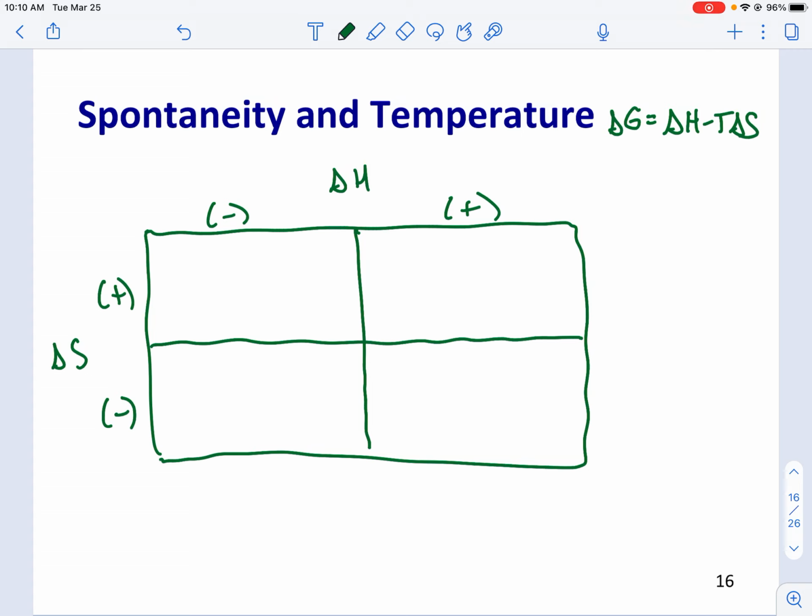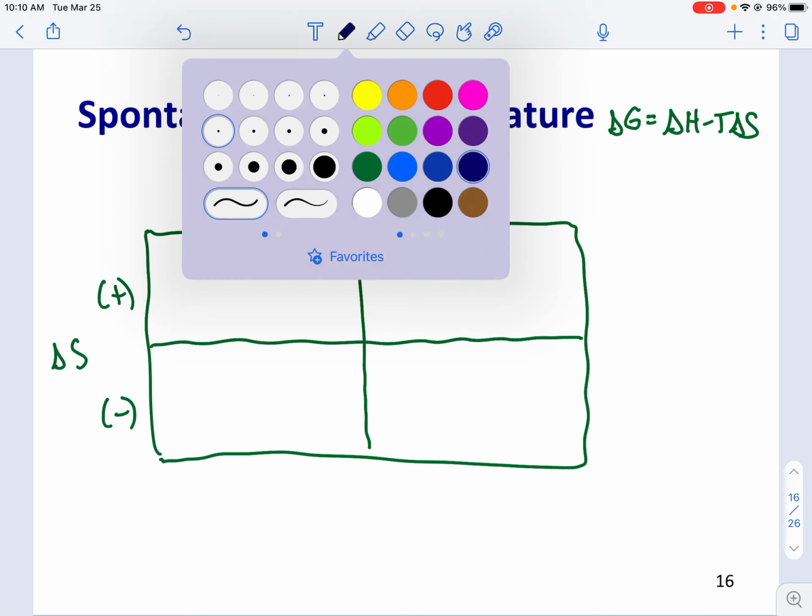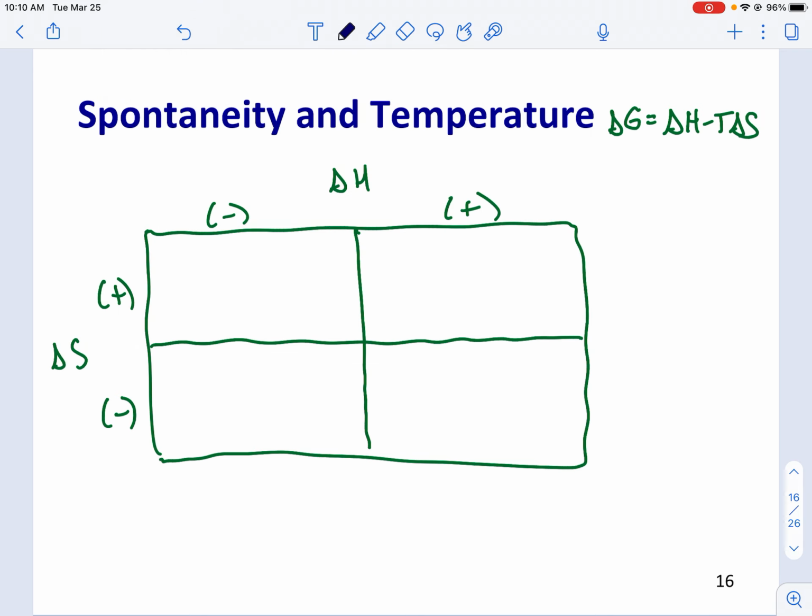So if delta H is negative, that's favorable, right? If delta H is negative, delta G, if you ignore delta S, would be negative. Now, delta S, we want a positive delta S, because if we ignore delta H, that negative T delta S means that a positive delta S would give us a negative delta G. So things that have a negative delta H and a positive delta S will be spontaneous at all temperatures. It doesn't matter what the temperature is, delta G will be negative.